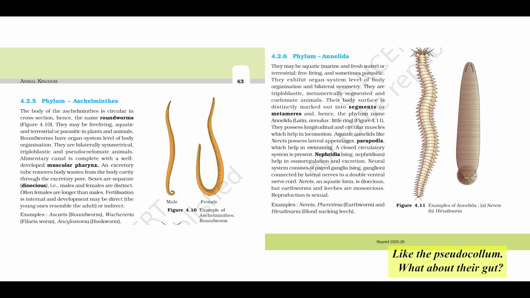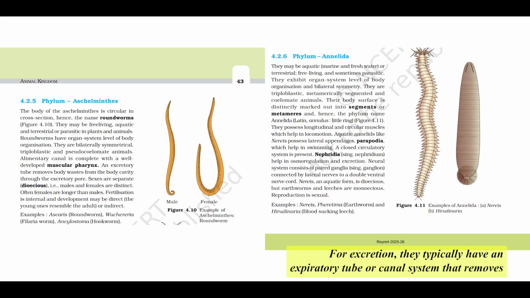By the pseudocoelom. What about their gut? A significant evolutionary step here is that they possess a complete alimentary canal. It has two separate openings, a mouth at one end and an anus at the other, and often a well-developed muscular pharynx for sucking in food. This is much more efficient than the single opening in flatworms. For excretion, they typically have an excretory tube or canal system that removes body waste from the body cavity through an excretory pore.